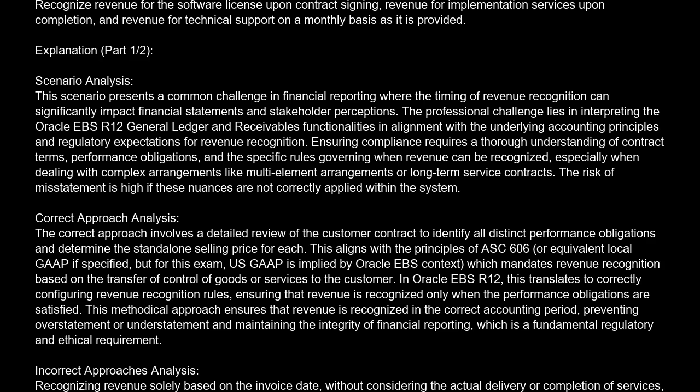Correct approach analysis. The correct approach involves a detailed review of the customer contract to identify all distinct performance obligations and determine the standalone selling price for each. This aligns with the principles of ASC 606, or equivalent local GAAP if specified, but for this exam, US GAAP is implied by the Oracle EBS context, which mandates revenue recognition based on the transfer of control of goods or services to the customer. In Oracle EBS R12, this translates to correctly configuring revenue recognition rules, ensuring that revenue is recognized only when the performance obligations are satisfied.